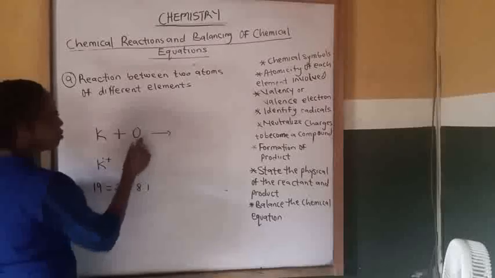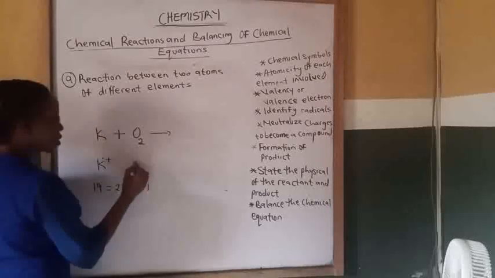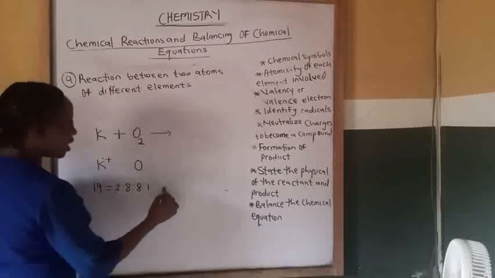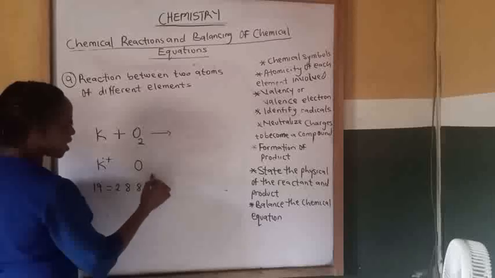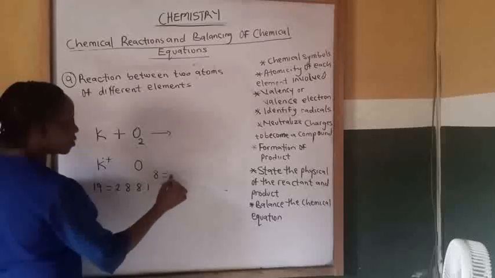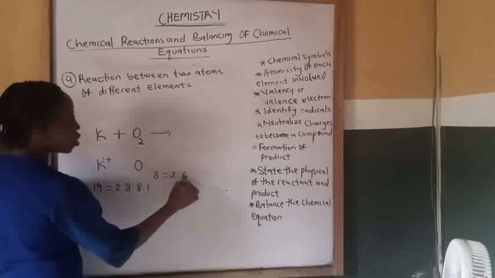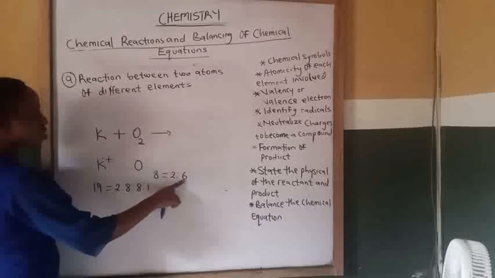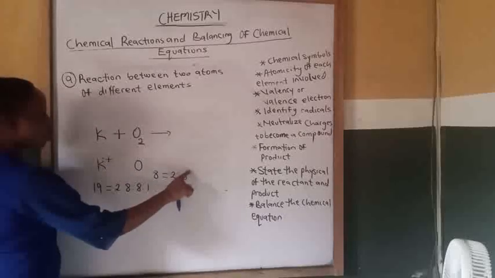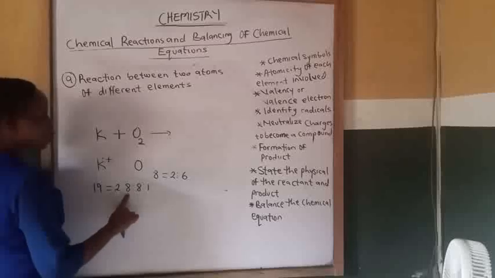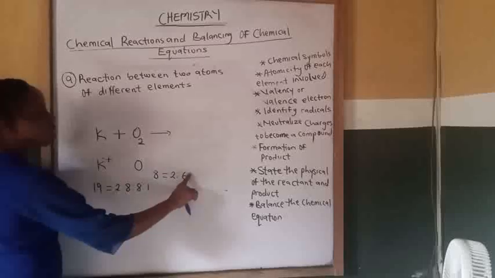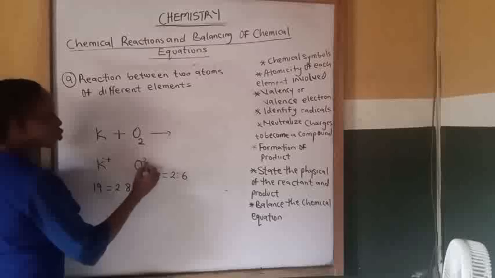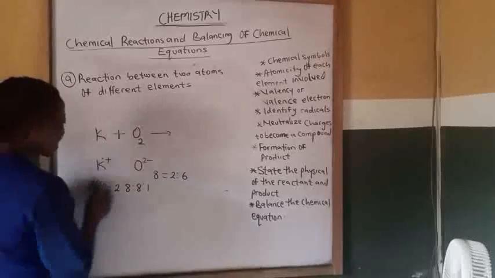Then oxygen, forget about the 2 at the base of oxygen. So oxygen is in number 8. The first shell we carry 2, the second we carry 6. So it needs what? It needs 2 to complete its outermost shell. So therefore the charge on this one is what? 2 minus.